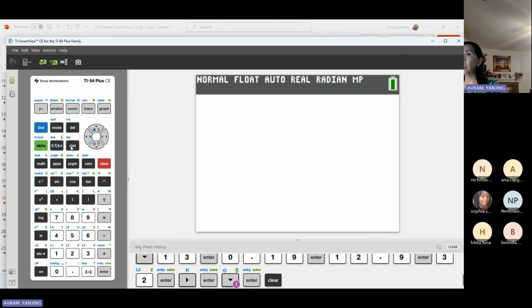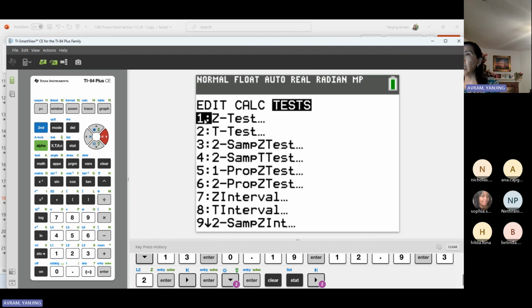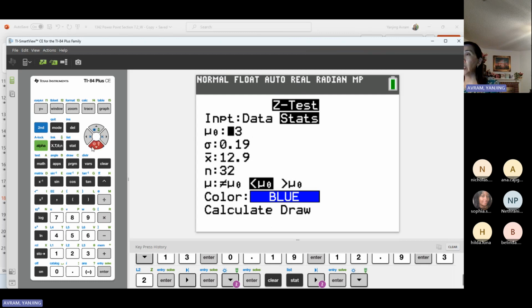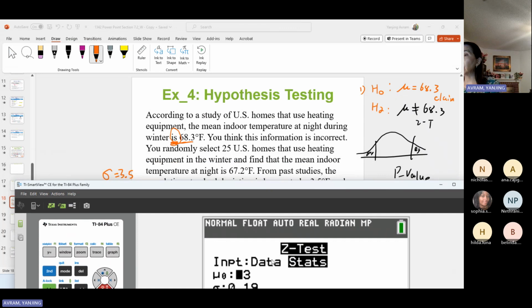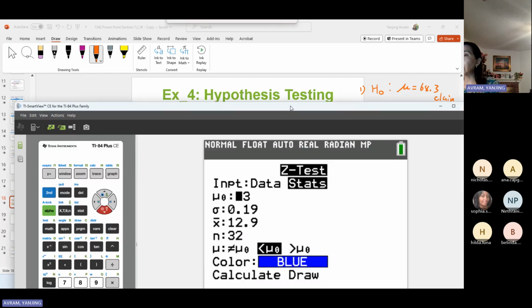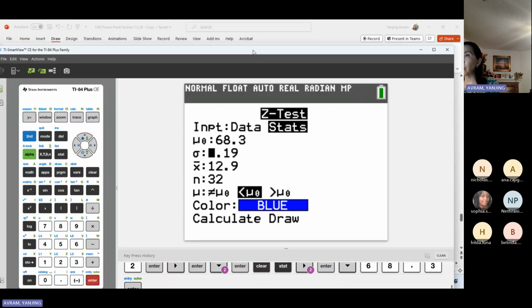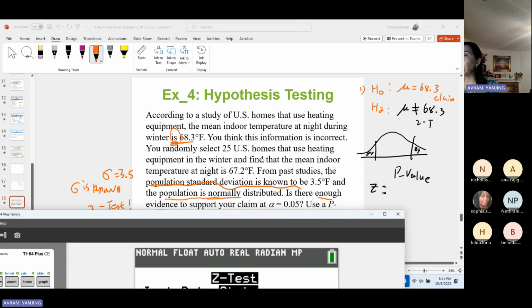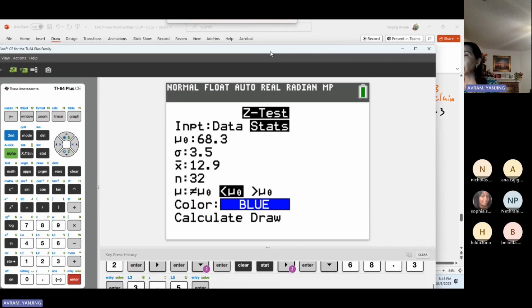Again, we go to STAT, go to TESTS, and we already decided that this one is a z-test. If you have a list of data, you can input it into L1 and use Data. But since we already know the mean, we're going to use Stats here. So mu here is 68.3. Sigma here is 3.5. Your x-bar here, from the 25 samples, the sample temperature is 67.2.